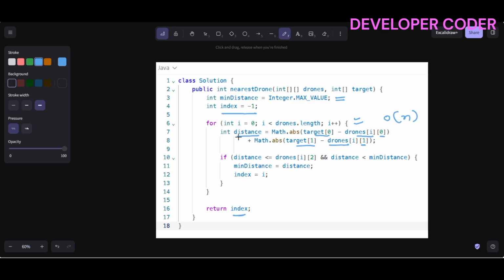Then once I have the distance, I have to make sure that this distance is valid, that our drone can reach the target. So here, this is the distance and it is less than or equal to the range value, right? So we are good here.